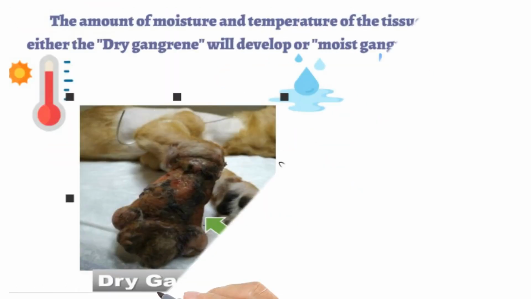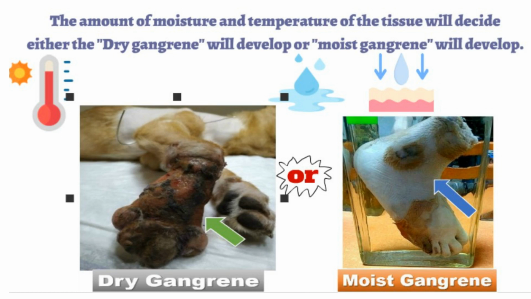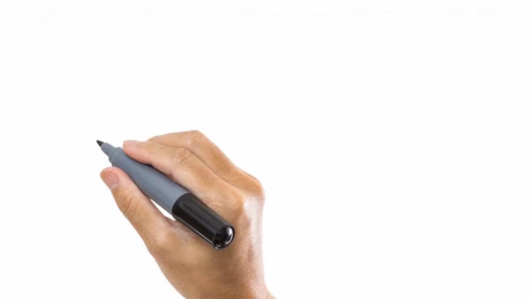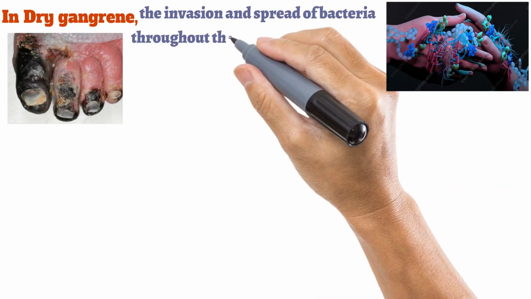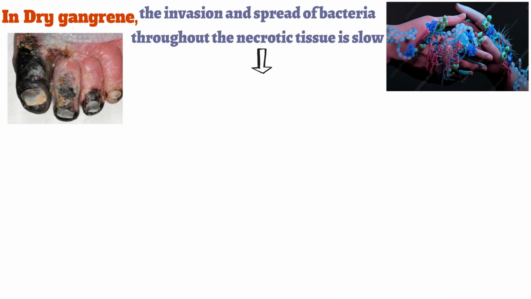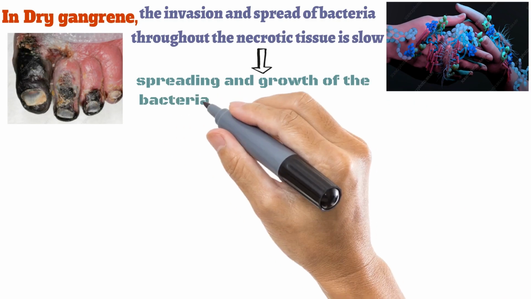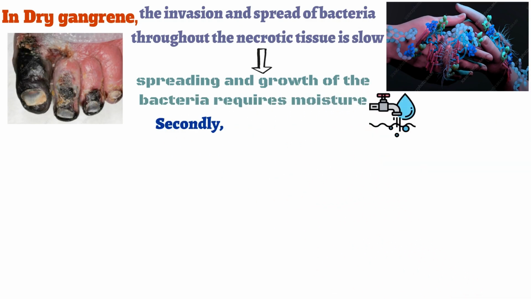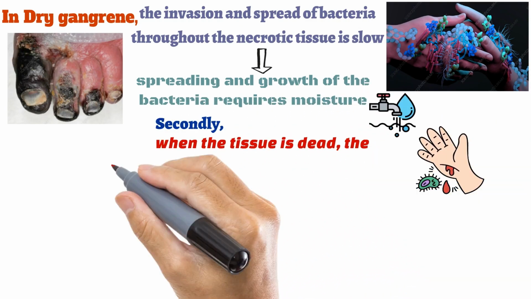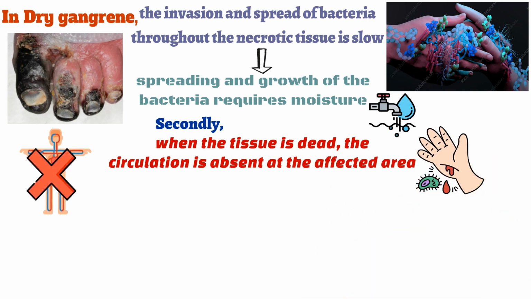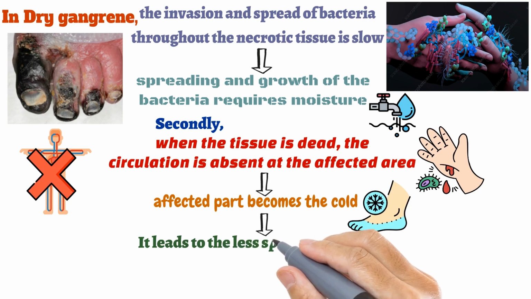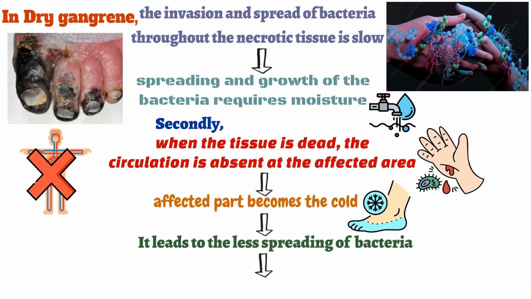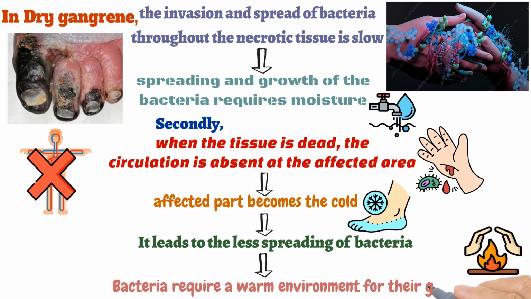As I said earlier, the moisture and temperature will decide the type of gangrene. In dry gangrene, the invasion and spread of bacteria throughout the necrotic tissue is slow. This happens because the spreading and growth of bacteria require moisture. Secondly, when tissue is dead, the circulation is absent at the affected area, so the affected part becomes cool. So it leads to less spreading of bacteria, because bacteria require a warm environment for their growth.